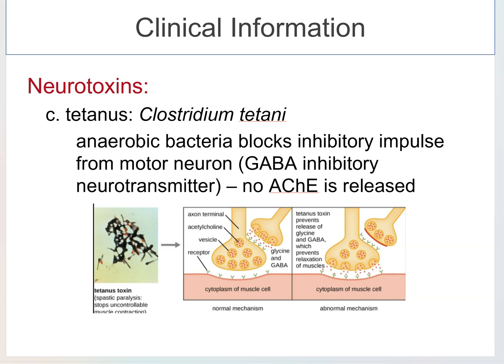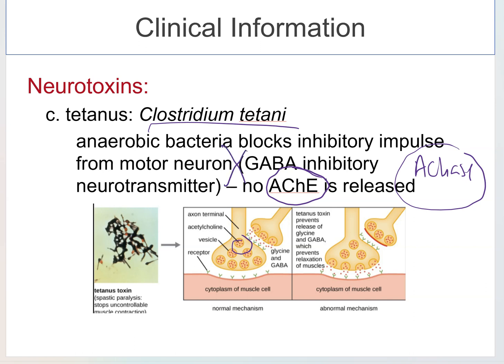Now, another one is Clostridium tetani. So this Clostridium family is pretty nasty. It's another anaerobic bacteria. And what it does is it blocks an inhibitory impulse from a motor neuron. So remember that when we want to stop muscle contraction, we have ACHE, or you can call it ACH-ACE, released. And that was an enzyme, and that enzyme breaks down acetylcholine. Well, Clostridium tetani makes a toxin and it prevents acetylcholinesterase from being released. So it actually targets a motor neuron and it blocks it.